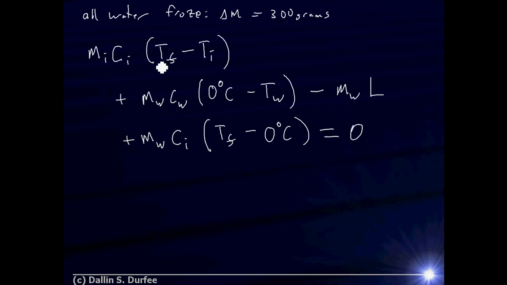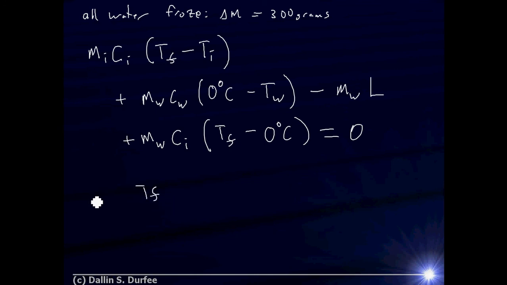So I heat up the ice. There's some heat that flows out of the water, negative heat flowing into the water to get it to 0 degrees C. There's some heat to freeze all the water, and then there's some heat to continue cooling the water down to its final temperature. So I'm going to solve this equation, right? All I have to solve for is the final temperature.